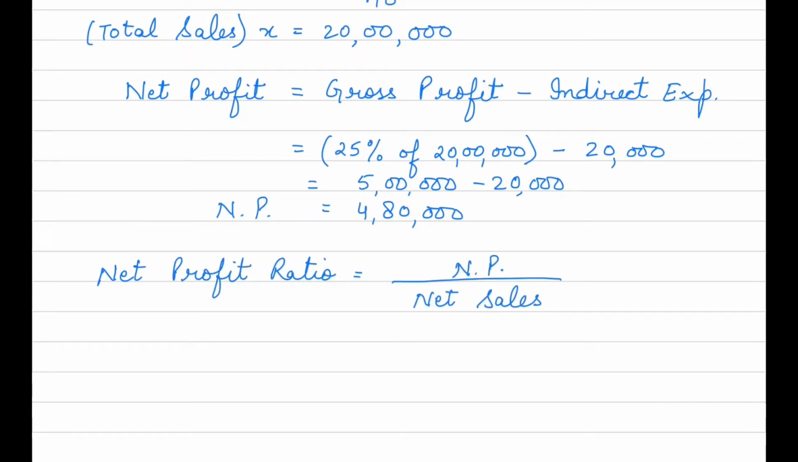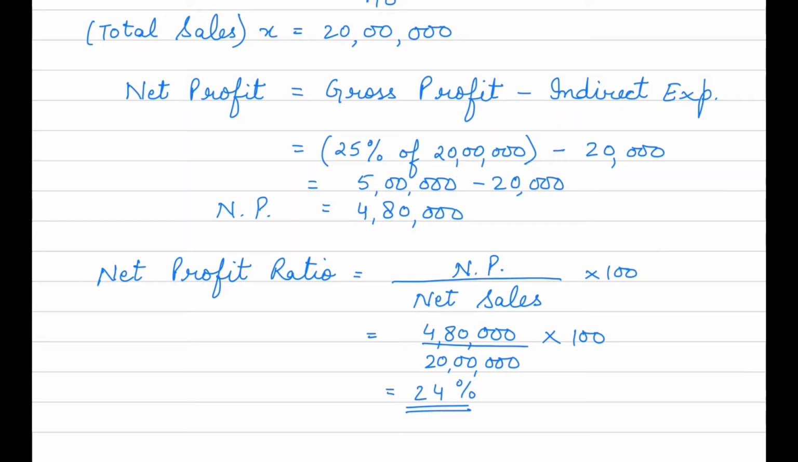Let us calculate net profit ratio. And the formula is net profit divided by net sales multiplied by 100. So we'll put the values now. 4 lakh 80,000 divided by 20 lakh and multiplied by 100. So this will give us the percentage as 24%. So this is our net profit ratio.